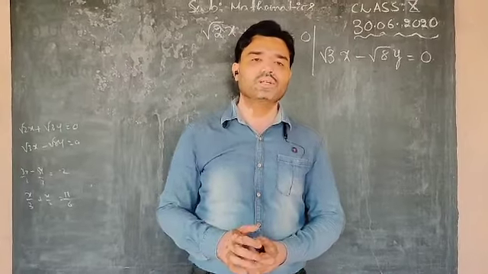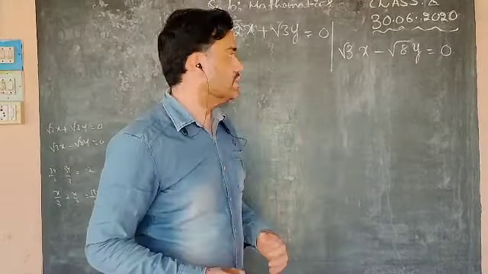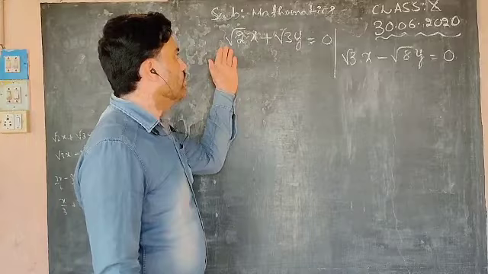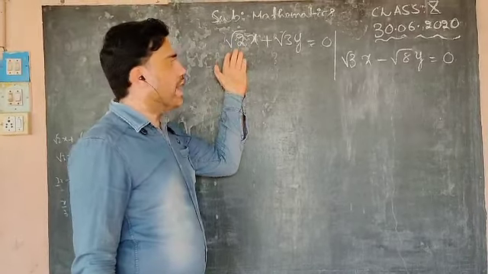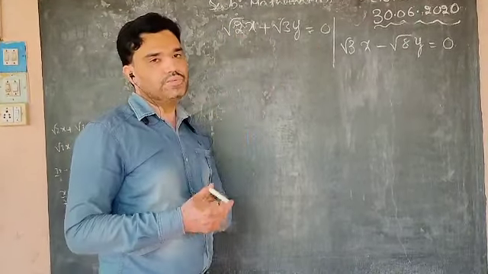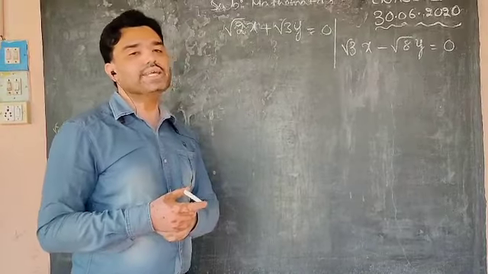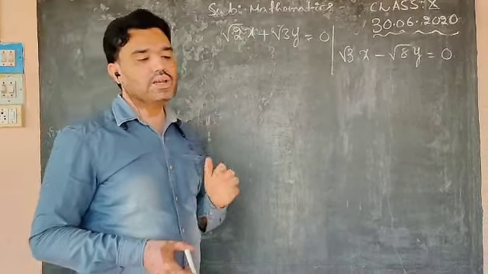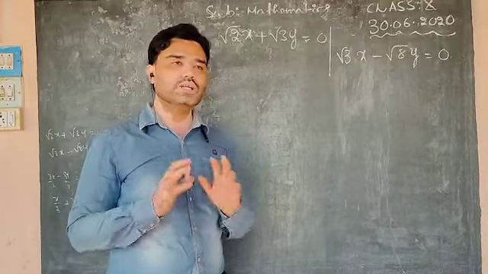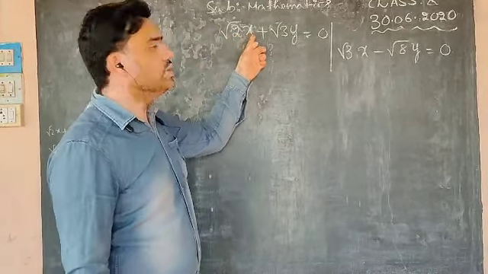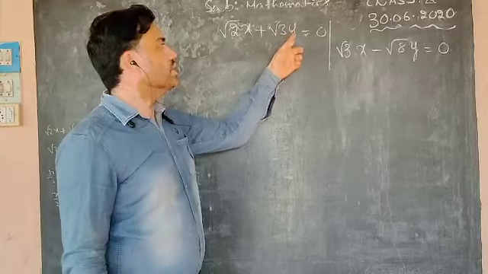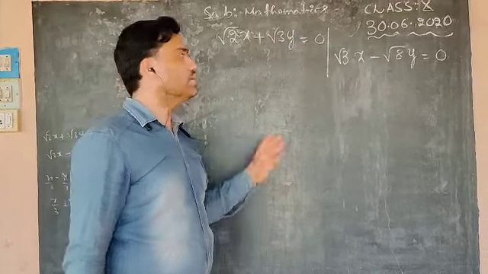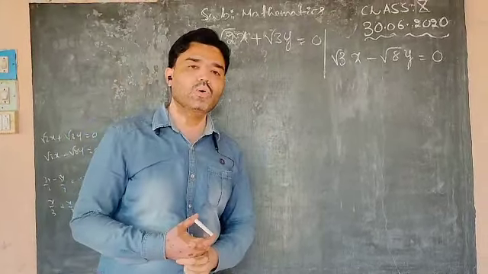Okay, children, let us look at the second problem. Once you look at this, this is in the form of ax plus by is equals to 0. This is called homogeneous equations. For every homogeneous equation, x value is 0, y value is 0. No doubt in it. Why? Because if you write root 2 into 0, root 3 into y is also 0, then 0 plus 0 is 0. So hope you understood.